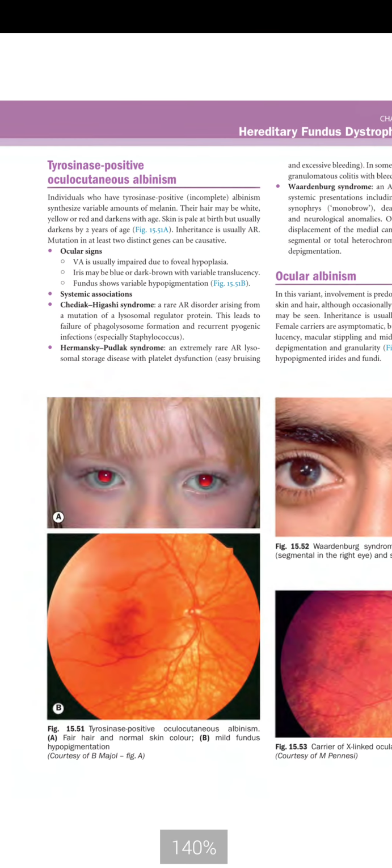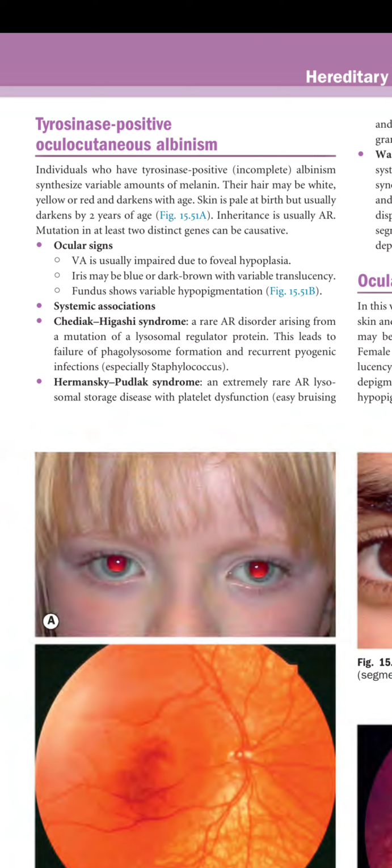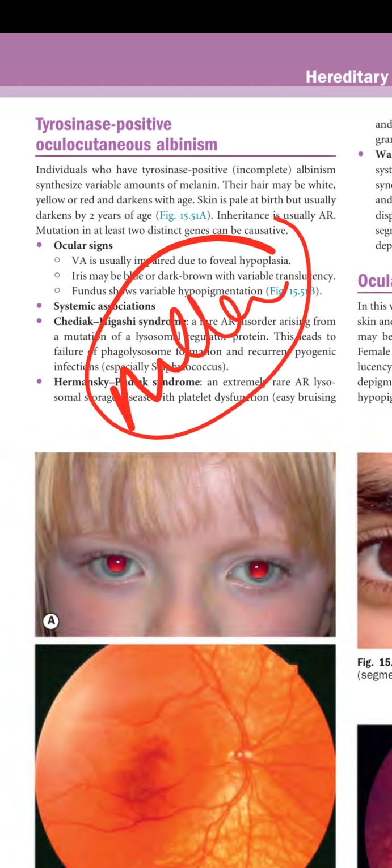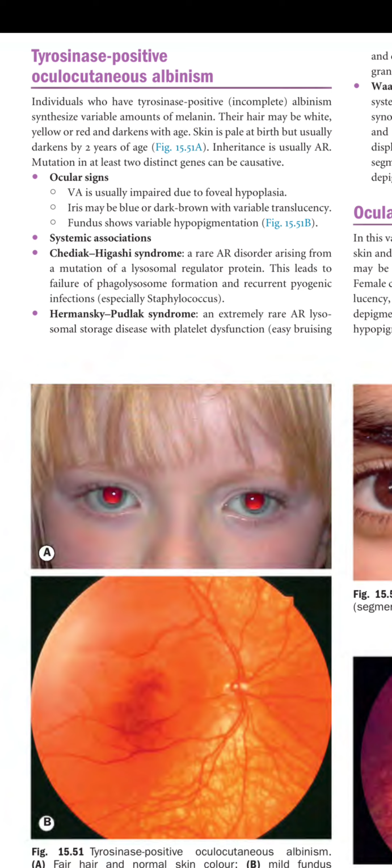Next is tyrosinase positive oculocutaneous albinism. Individuals who have tyrosinase positive incomplete albinism synthesize variable amounts of melanin. So there will be melanin production, but in variable amounts. Their hair may be white, yellow, or dark red and darkens with age. So hair will not be so white, but will have a yellow or red appearance or darken with age. Skin is pale at birth but usually darkens by 2 years of age. Inheritance is also usually autosomal recessive. Mutation in at least 2 distinct genes can be causative.